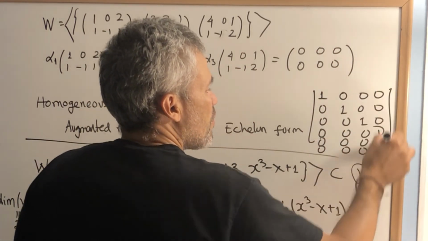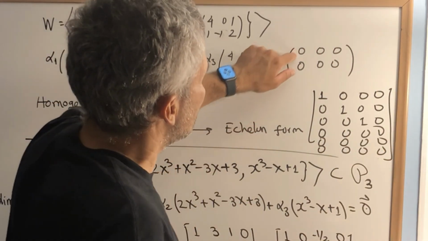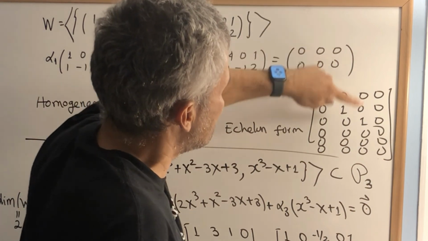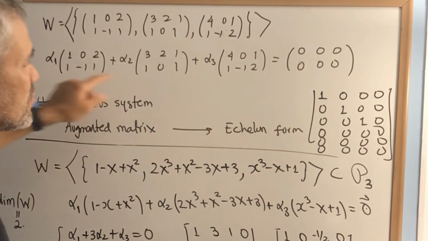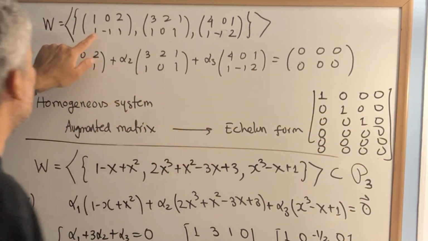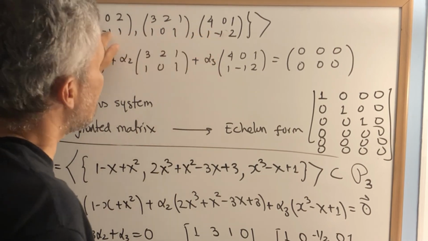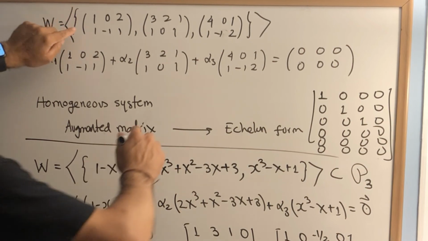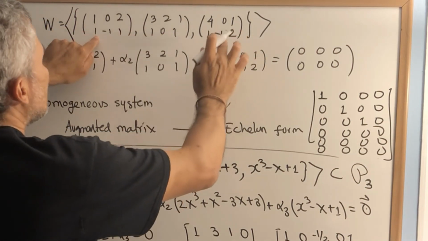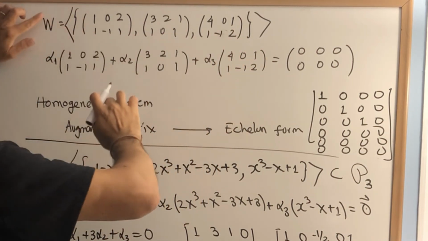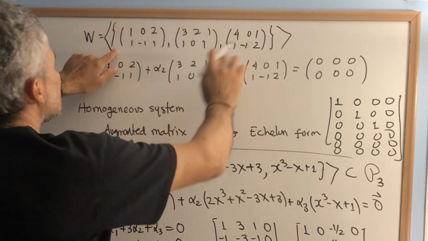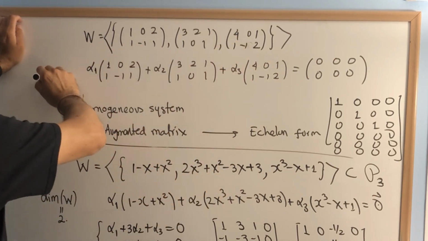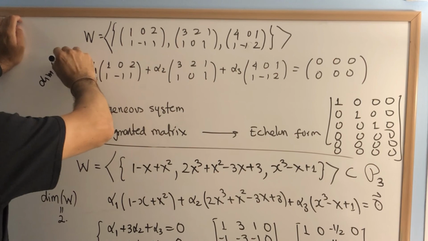We have six equations because we have 1, 2, 3, 4, 5, 6 equations and 3 variables, and that means that these 3 matrices are linearly independent, and therefore a basis would be just these 3 matrices without the span, right? Just these 3 matrices form a basis, and in this case the dimension of W is 3.